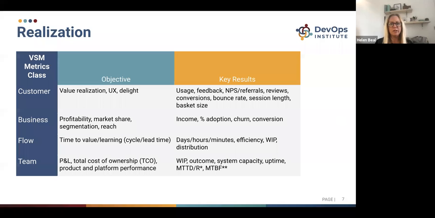The other objectives and key results you can see on here are the business, flow, and team. So from a business perspective, we're mainly interested in profitability, market share, and segmentation and reach. So we can look at things like our income, percentage adoption of our products and services, customer churn, and our conversion rates to help us out here. Then we've got our flow metrics again. So from a realization perspective, we're not talking about that, we're talking about flow, but we're talking about days and hours and minutes in terms of how quickly we can get that to our people, efficiency, and our WIP. And then from a team perspective, we're talking about OKRs around our P&L.